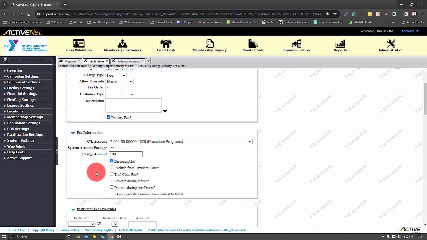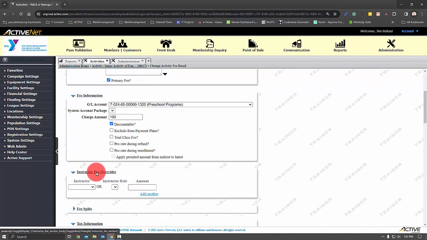Now we have some fee options that we have to discuss. First of all, is this fee going to be discountable? Meaning, can this fee be reduced by something like a coupon code or a scholarship or any other discount that could affect this charge? And for members, we're going to say yes, that this fee is going to be discountable.